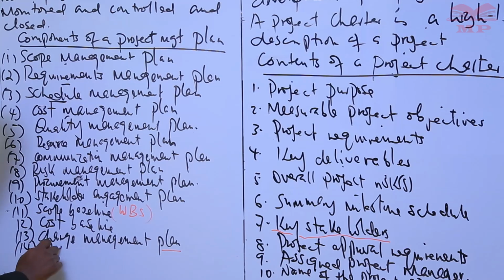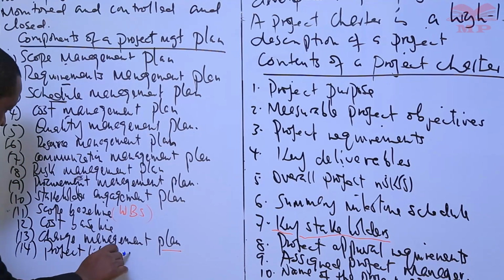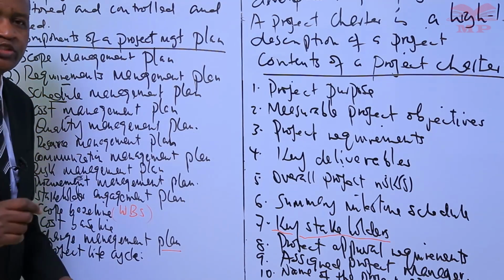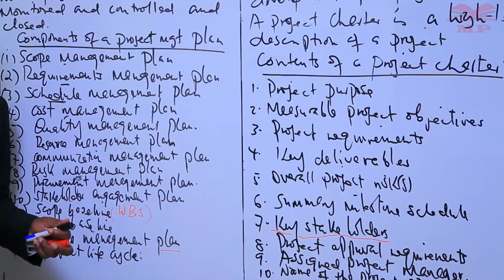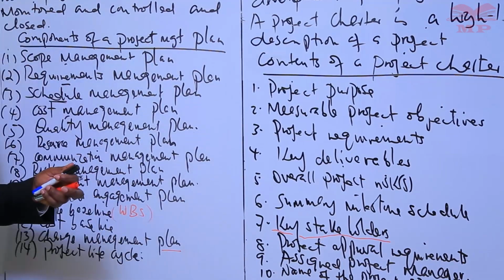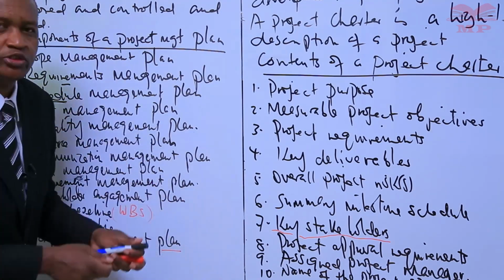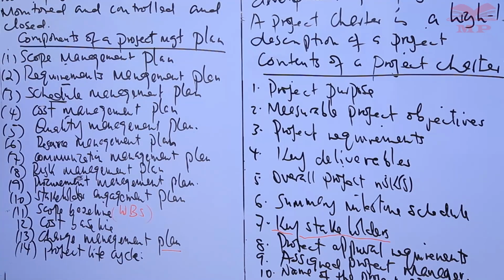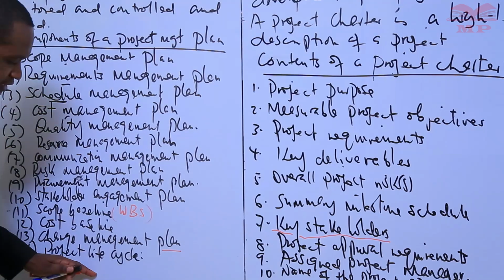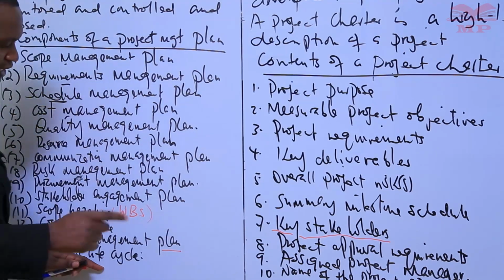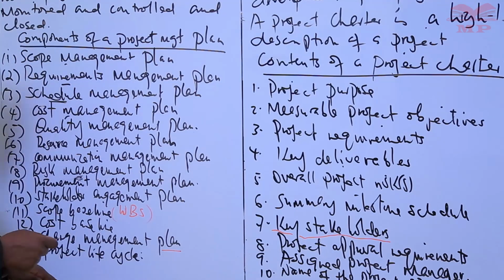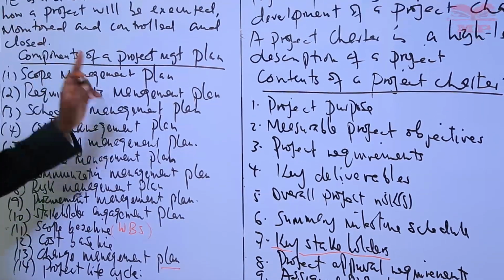Number 14, project life cycle. The project life cycle can also form a part of the project management plan. In our last session, we illustrated the project life cycle, and we saw that a project life cycle describes the series of phases that a project passes through from its initiation to its closure. So these are the 14 components of a project management plan.